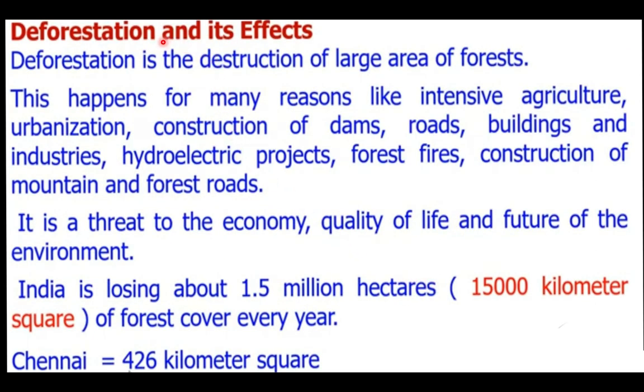And next, deforestation and its effects. Already we saw how forest is helpful to us. It's really very, very helpful to us in many ways. But deforestation is done for various reasons. So deforestation means cutting of the trees. And due to the cutting of trees, what is all happening? Deforestation is the destruction of a large area of forest. Two mark question: what is deforestation? Destruction of a large area of forest.